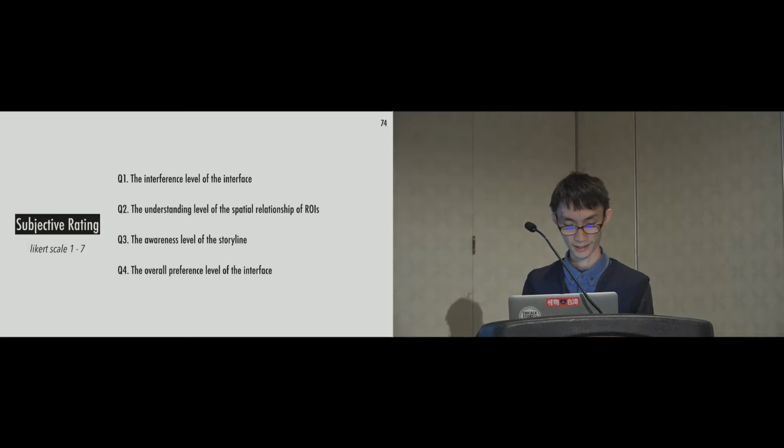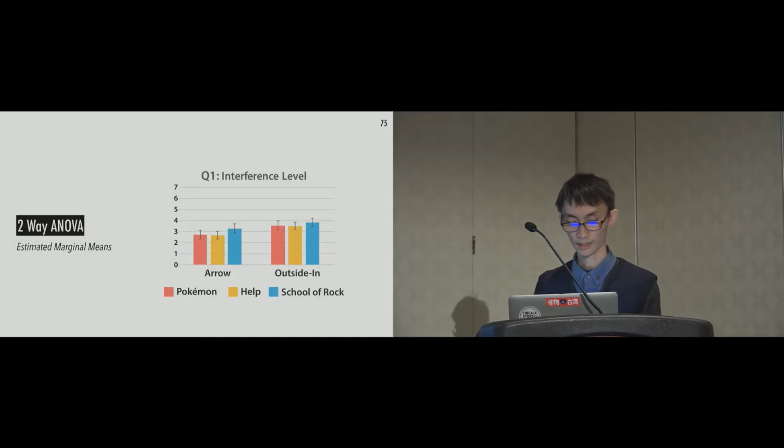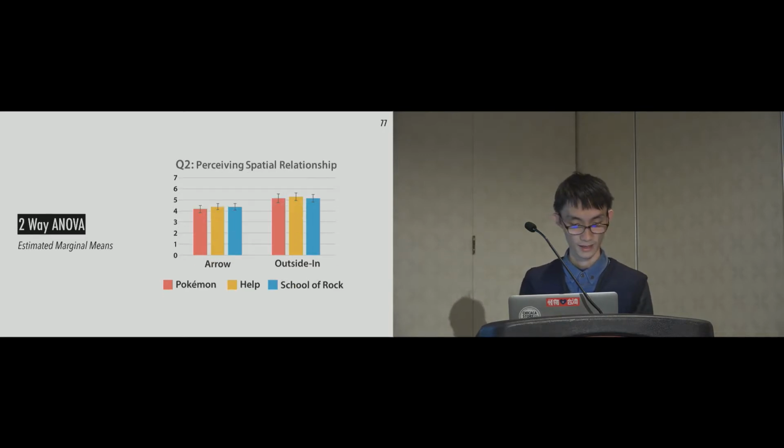In the questionnaire, 4 rating questions are asked. The first one is the interference level. After running a two-way ANOVA, we found there's no significance between these 2 interfaces. The second question is about spatial perception. After the statistical analysis, outside-in outperforms the arrow.